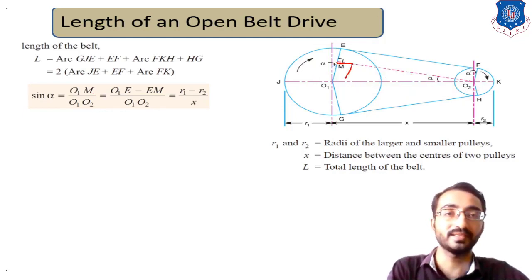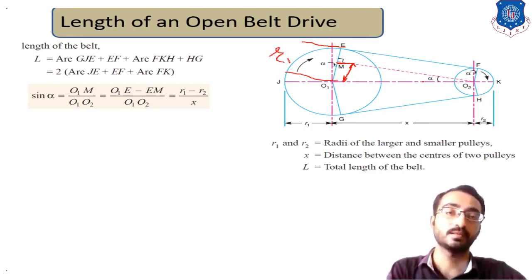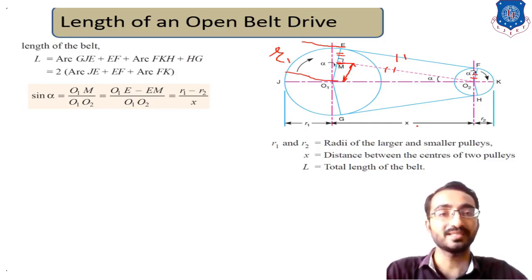To calculate this distance, we can consider that the whole distance O1E is the radius of pulley 1, that is R1. Now we have taken a parallel line to EF, starting from O2 and intersecting at point M. So these both lines have the same length. Now this length EM will be similar to the radius of your smaller pulley, or we can say R2.